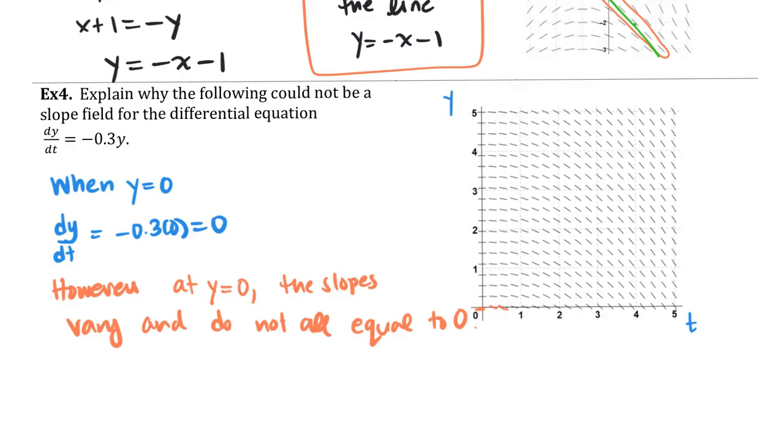If I had picked a different y value, like y equals 3, negative 0.3 times 3 is negative 0.9, so the slope should be close to negative 1, and I can see it starts at 0 and it's changing. It's not always the same value, so it's not constant. I'm just looking for some kind of counterexample. So this is one counterexample I could use to justify why this is the incorrect slope field for this equation.